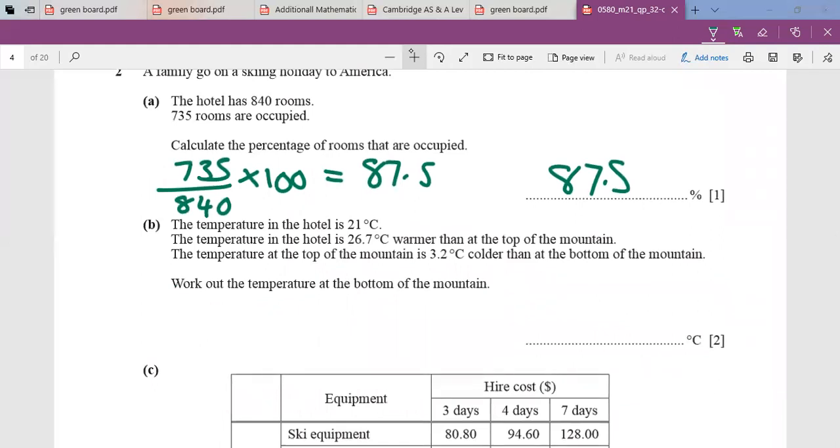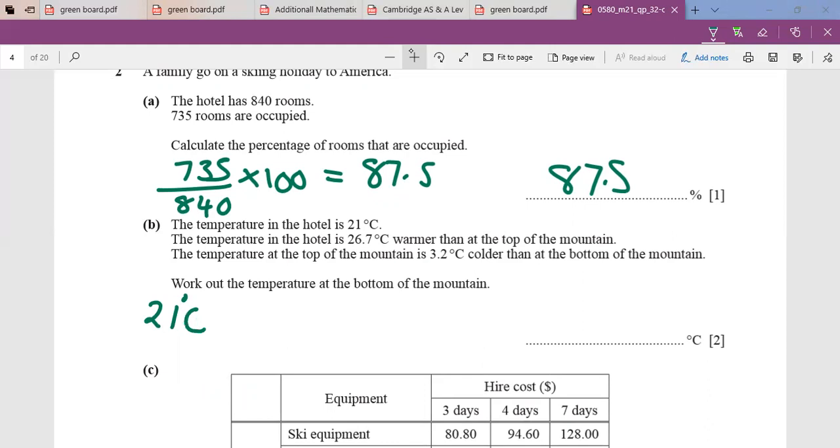The temperature in the hotel is 21 degrees Celsius. The temperature at the top of the mountain is 26.7 degrees Celsius warmer than the hotel. The temperature at the top of the mountain is 3.2 degrees Celsius colder than at the bottom of the mountain. Then work out the temperature at the bottom of the mountain.